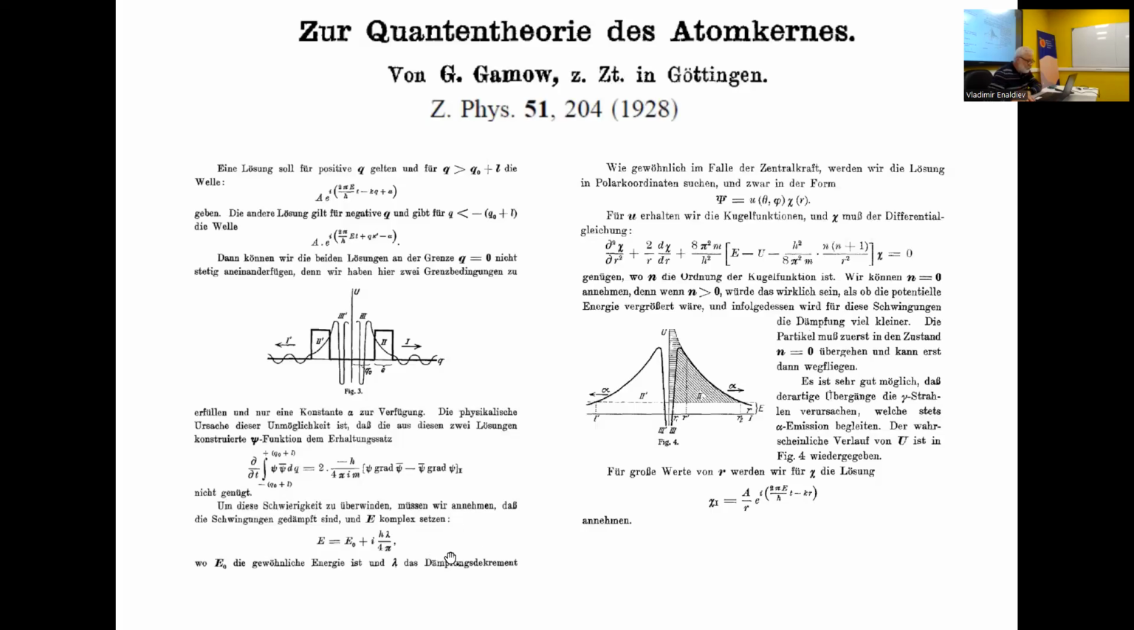I want to emphasize that even though this is a very important step, the realization that the energy must be complex, he thought about just one single solution of the Schrödinger equation satisfying these outgoing wave boundary conditions. He did not think about a complete set, which I will focus on later.